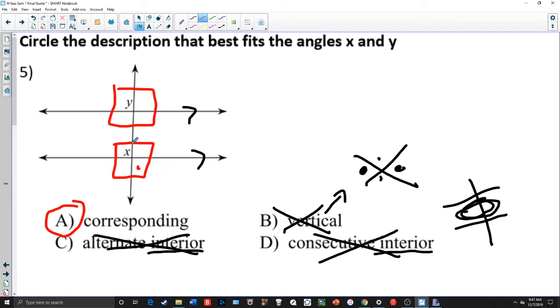So this angle and this angle would also be corresponding. This and this would also be corresponding. And this one and this one would also be corresponding. So x and y are corresponding angles, which again, you can also get just by process of elimination. They don't make an x. Y is not interior, so it can't be either of those. Therefore, it has to be corresponding.